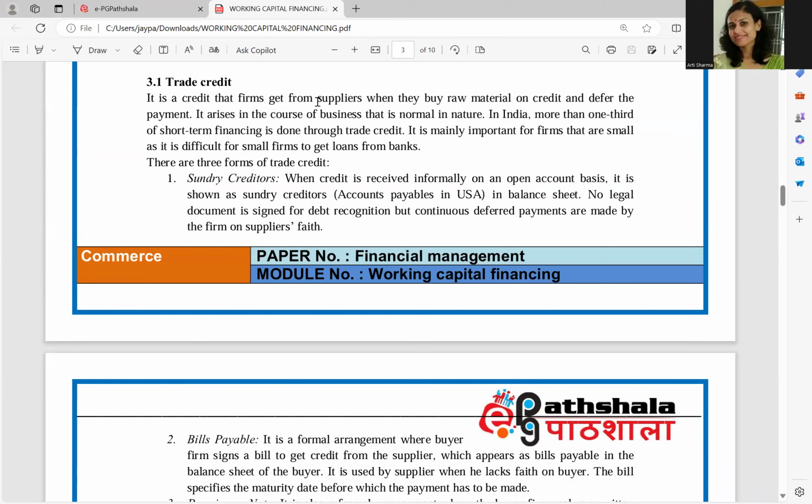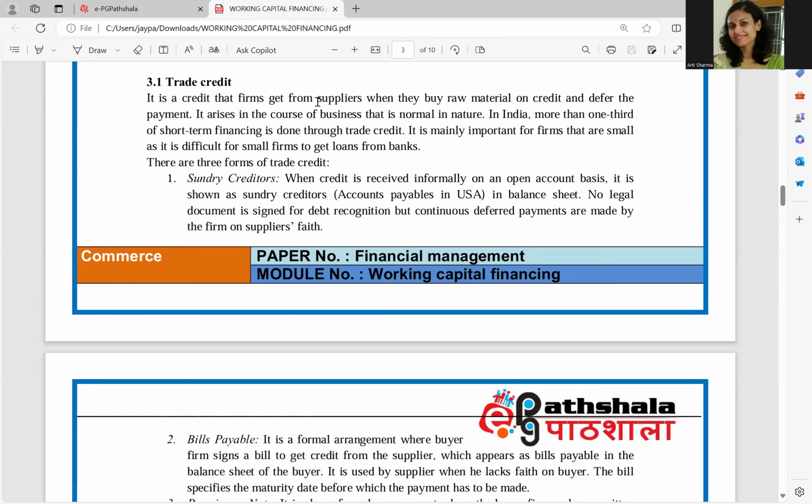पूरी जो industry है, पूरा जो business है यहाँ पर ज़्यादातर सब trade credit पर ही based है. It is mainly important for firms that are small, as it is difficult for the small firms to get loans from the banks. So there are three forms of trade credit.